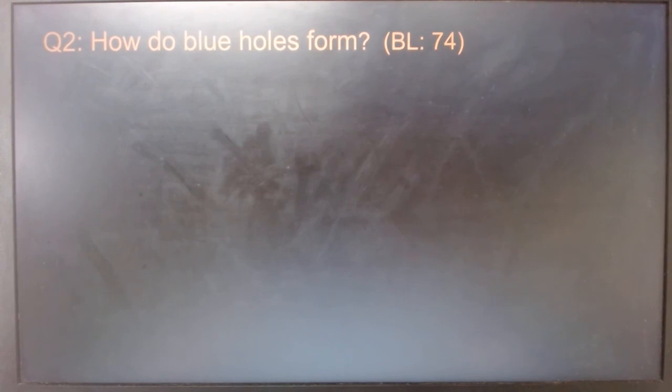How do blue holes form? Again, page 74 Bahamian landscapes, and look back at your notes. If you want to draw a diagram for this one and label it, you absolutely can. There are no restrictions here, but you do need to know how they form. Not necessarily Dean's blue hole, just blue holes in general. Dean's blue hole is the exception, not the rule.